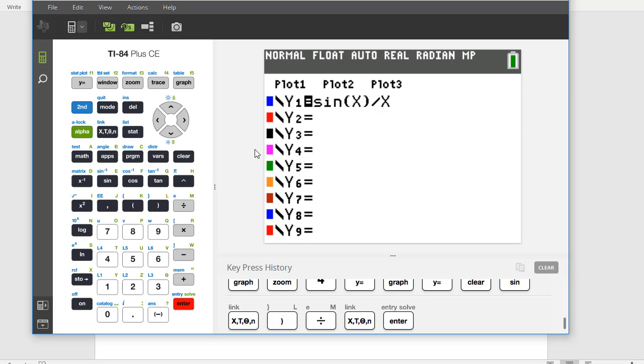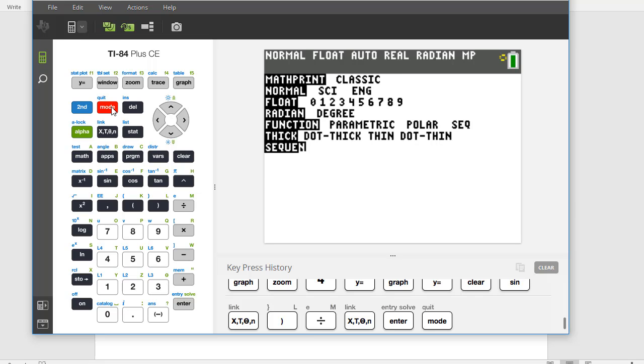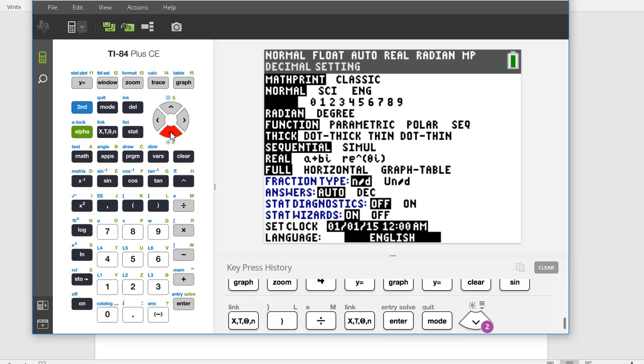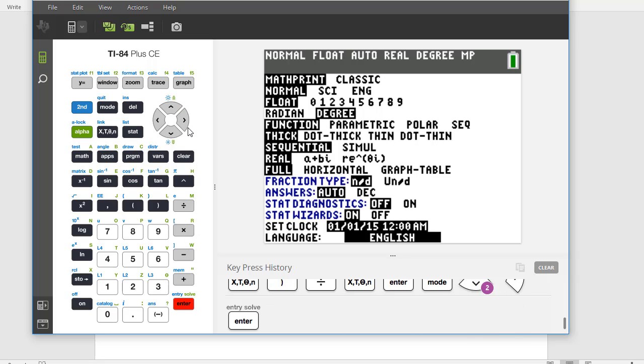Now, for those of you that use graphing calculators, it's really important for us to remember that when we graph trig functions, we always graph in radian mode. So I want to make sure that I hit my mode key here, and make sure that I'm in radian mode, and I can see that I am. If I'm in degree mode, hit enter to select radian mode, because that is how we always deal with our trig functions in a graphical manner.